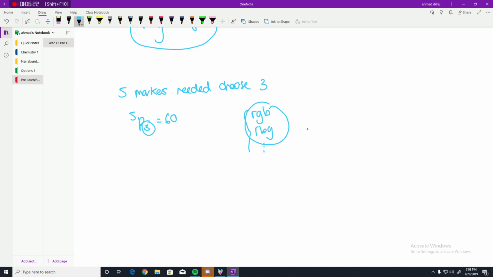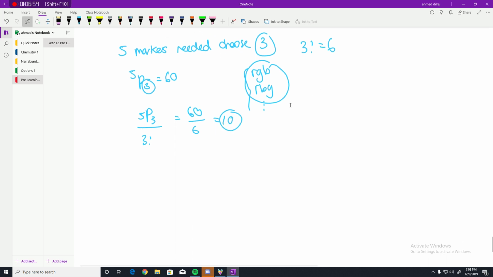If I put my hand into a bag and I get a blue, red, and a green ball, it doesn't matter if I got the blue first, the red second, and the green third. I just needed the blue, red, and the green, right? So we need to get rid of these total arrangements. How many ways are there to arrange 3 objects? There's 3 factorial different ways, which is 6, right? So that's just 5P3 on 3 factorial, which is equal to 60 on 6, which is equal to 10. So yes, there's 10 ways to choose 3 markers from 5.